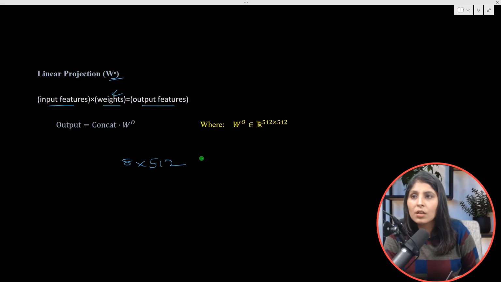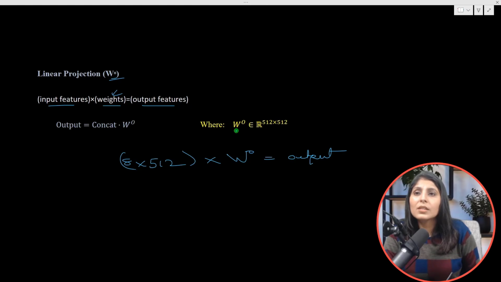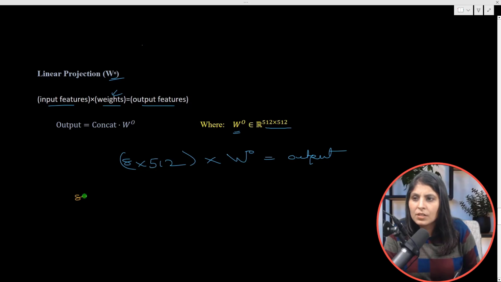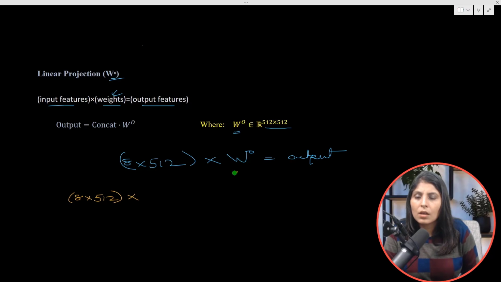And what is this weights? This weight matrix, this W, which we are going to learn. And this will give you the output. Okay. And guys, this weight matrix will be of size 512. How, why, that part we will discuss. Okay. So we know that the input features is a matrix of size 8 into 512. And we don't know what this weight matrix is right now. Okay, so question mark. But the output, we know what kind of output we want.